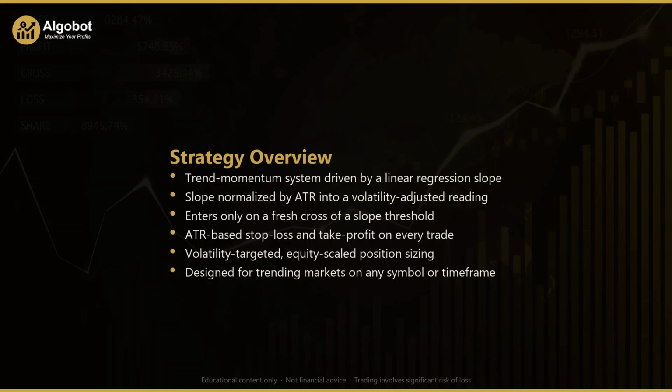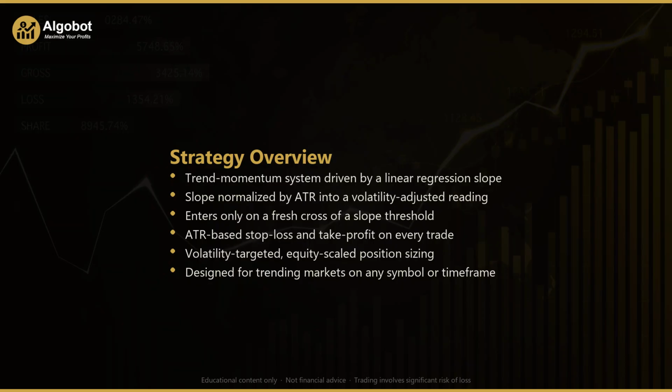Here's the clever part. A raw slope in points means very little on its own, because a calm market and a fast market move at completely different scales. So the strategy divides that slope by the average true range, turning it into a reading expressed in, quote, ATR-per-bar. This normalization means the same threshold works whether the market is quiet or active, because the measurement automatically adapts as volatility expands and contracts. The strategy only acts when this normalized slope freshly crosses a set threshold, by default 0.05.